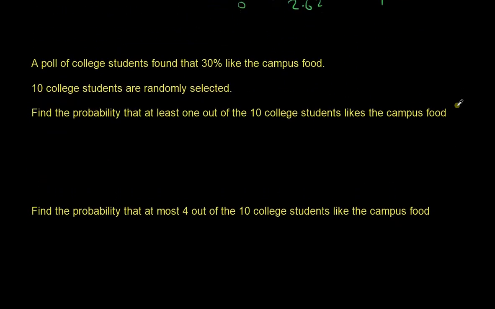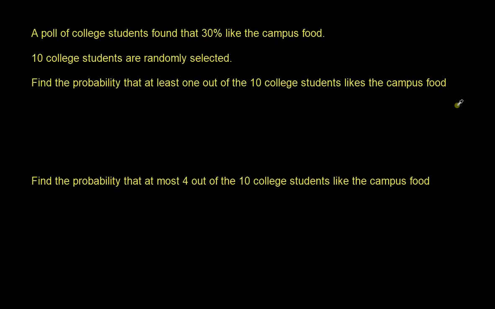Okay, so now we have a poll of college students that found 30% of them like campus food. 10 college students are randomly selected. Find the probability that at least one likes campus food. So either you like campus food or you don't, right? So the probability of success here is 0.1.